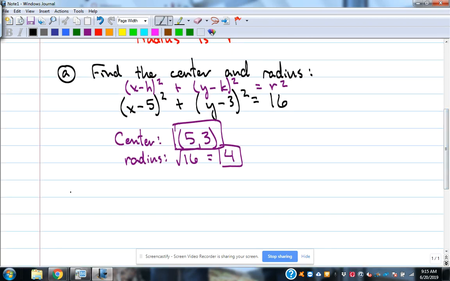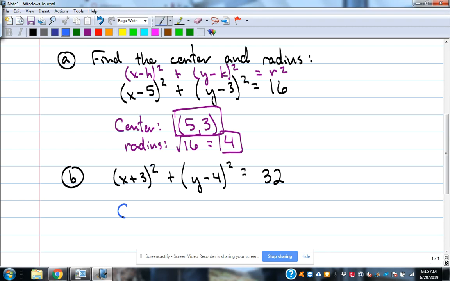So let's do the same thing for example B. Let's say we had x plus 3 squared plus y minus 4 squared is equal to, let's do 32, something like that. Again, we're just finding the center and the radius. The center, we're going to take the ordered pair out of there. So opposite of plus 3 would be a minus 3. Opposite of minus 4 would be a positive 4. So the center is going to be at (-3, 4).